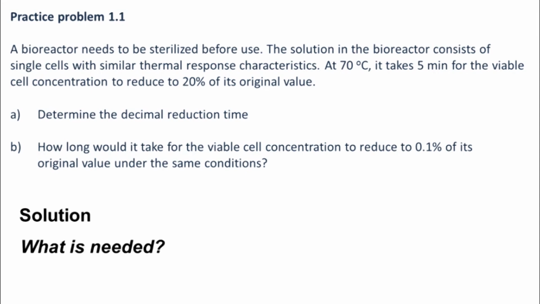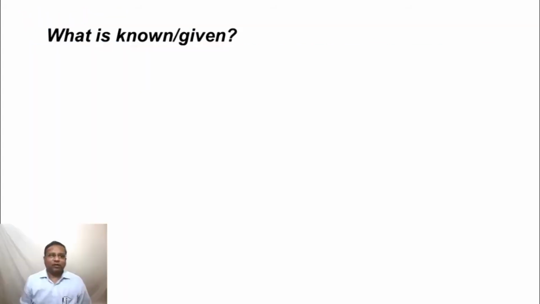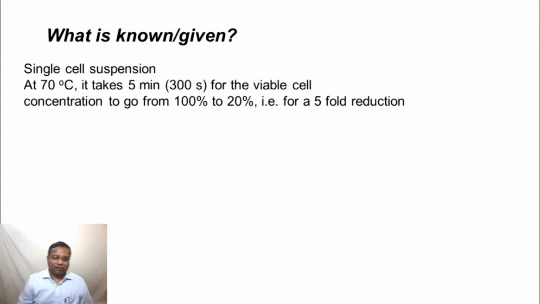First question, as we said, was what is needed. Let us take one part after another. Part A, the decimal reduction time. So that is clear. So let us ask the second question. What is known or given? We know that it is a single cell suspension. We discussed this earlier too. And also we know that at 70 degrees C, it takes 5 minutes or 300 seconds for the viable cell concentration to go from 100% to 20%. Or in other words, a 5-fold reduction takes the 300 seconds.